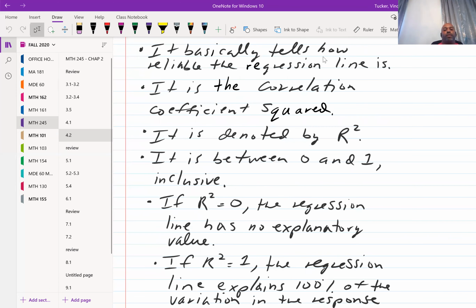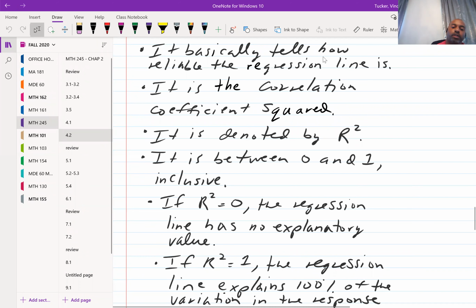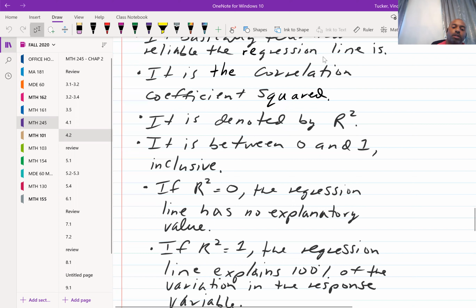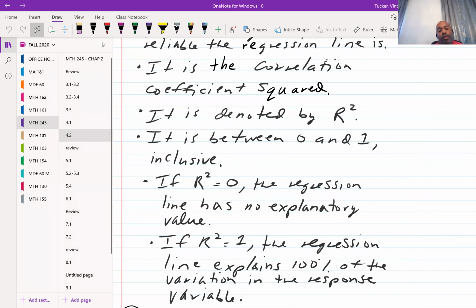So if your coefficient of determination is 0, the regression line has no explanatory value. In other words, it's completely unreliable. If it's equal to 1, then the regression line explains 100% of the variation of the response variable. So that means it's 100% reliable. Every time you use it, you're going to predict accurately.